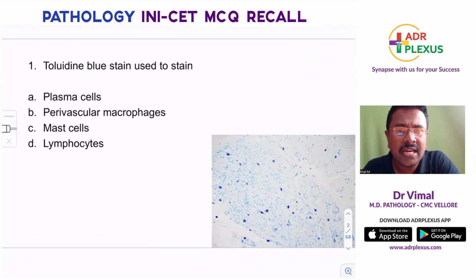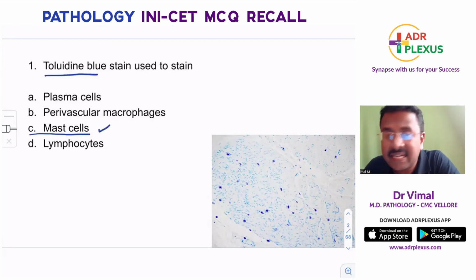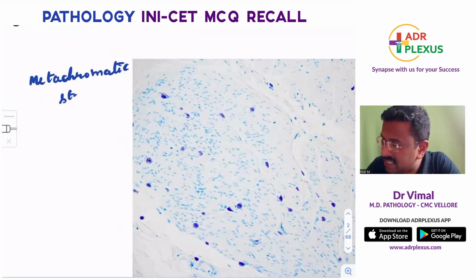Toluene blue stain is used to stain. So they are given an image. According to many of you, they are given an image and have asked this, and many of you told that you could identify the diagnosis and make the answer even without seeing the image. All of you will know the answer: toluene blue is used to stain the mast cells. The correct answer is the mast cell.